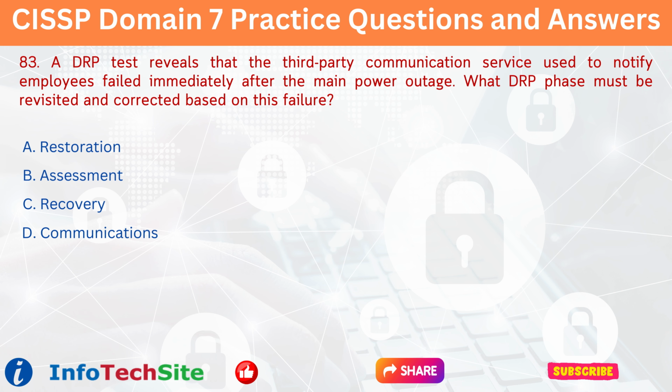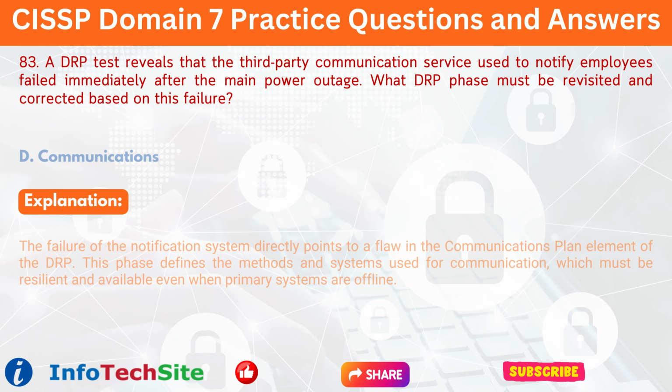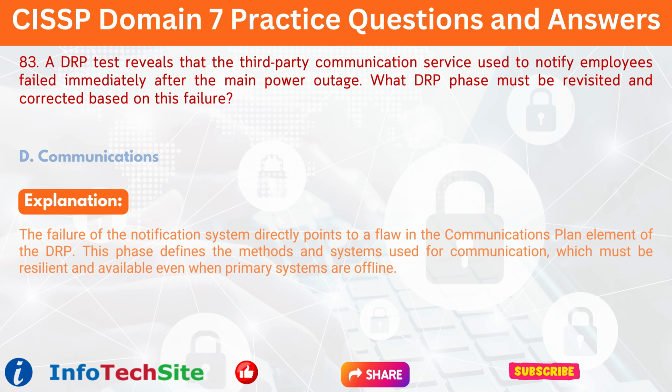83. A DRP test reveals that the third-party communication service used to notify employees failed immediately after the main power outage. What DRP phase must be revisited and corrected based on this failure? A. Restoration. B. Assessment. C. Recovery. D. Communications. The correct answer is D.